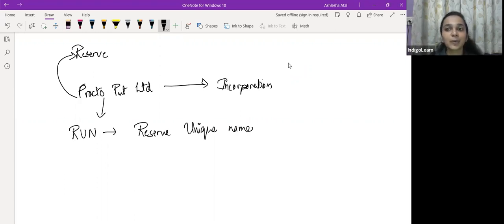अभी एक क्वेश्चन होगा आप लोगों के दिमाग में कि कंपनी का नाम कितने टाइम के लिए रिजर्व होता है. So if you reserve a name for the company, for how long will the name be reserved? The answer is there are two answers to this. ये दो आंसर कैसे, let me explain.